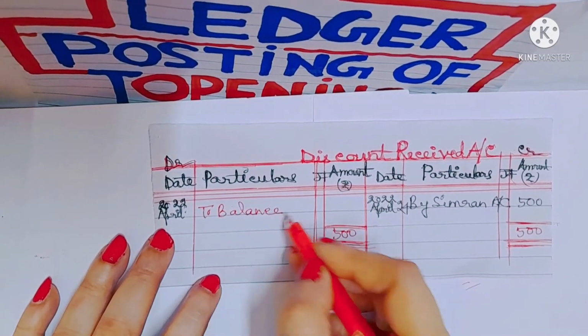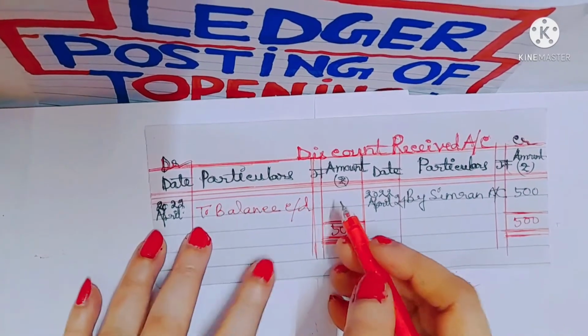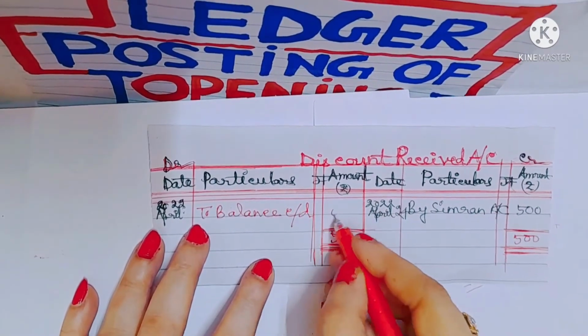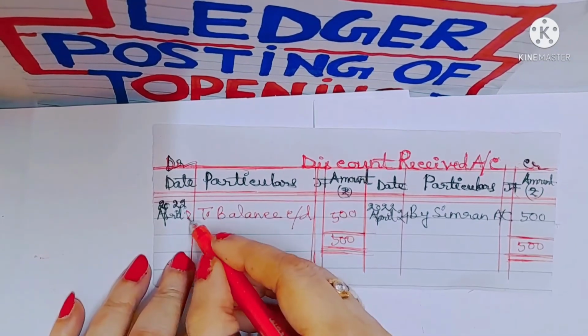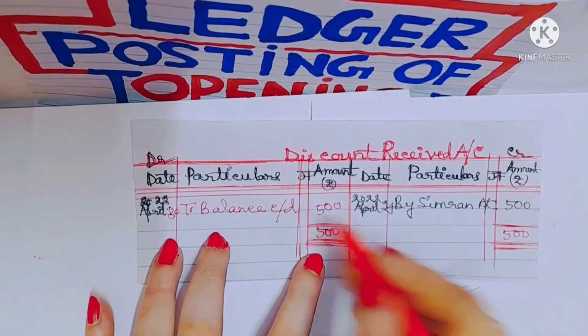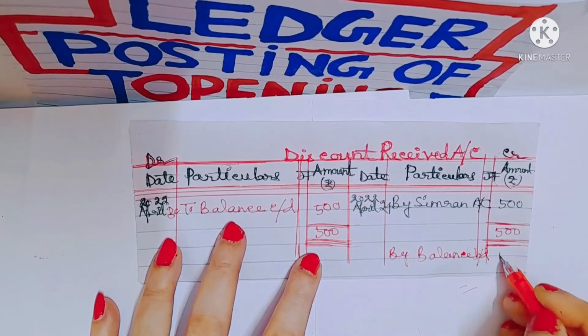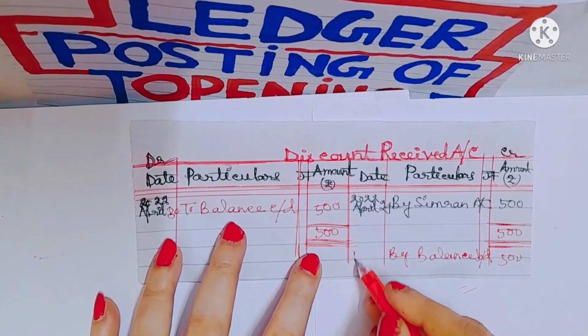To balance CD. How much? Since nothing has been written on the debit side, 0. So 500 minus 0 will give you 500. Last day in the month of April. And this to balance CD will appear on the credit side. By balance BD 500. Same amount. The date will be the very next day, 1st May.